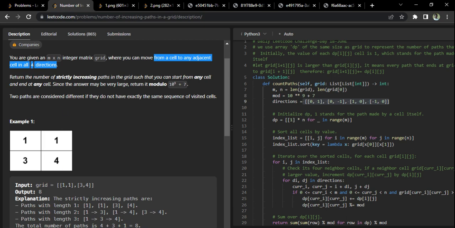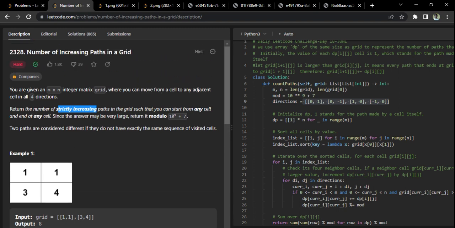Now coming to the question, return the number of strictly increasing paths. This word is being highlighted here. Please understand this word clearly. Strictly increasing paths in the grid such that you can start from any cell and end at any cell. But one thing is very clear: this is not a table kind of question. That's why it's hard. They have mentioned we can start from any cell and end at any cell.